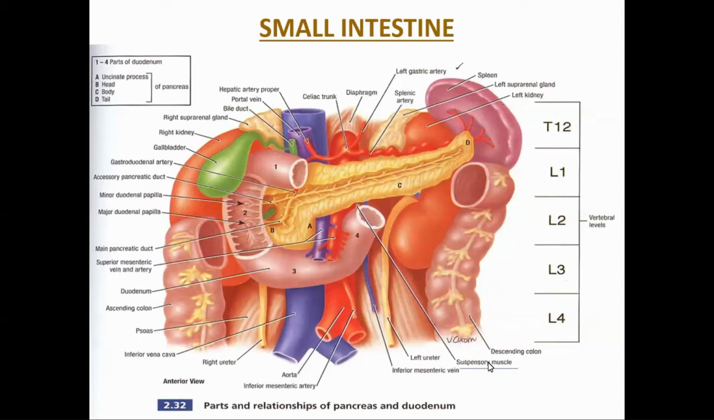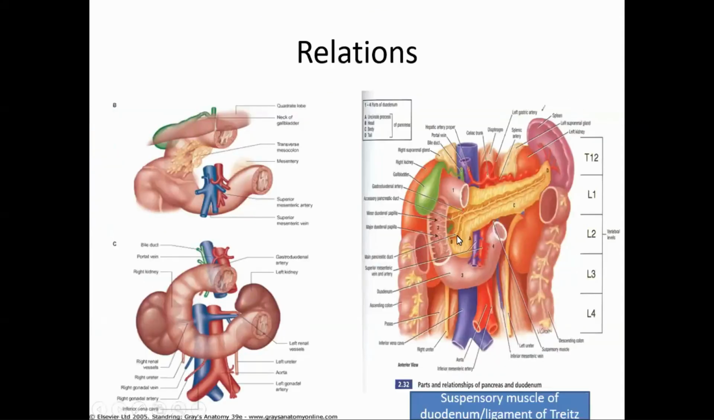The suspensory muscle of the duodenum, or the ligament of Treitz, is developed from the primitive midgut. It consists of the upper one third made up of unstriated muscle, the middle one third made up of elastic tissue, and the lower one third made up of striated muscle. These are the relations of the duodenum.